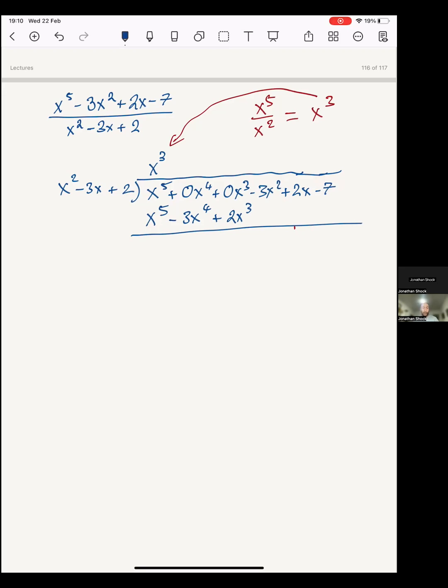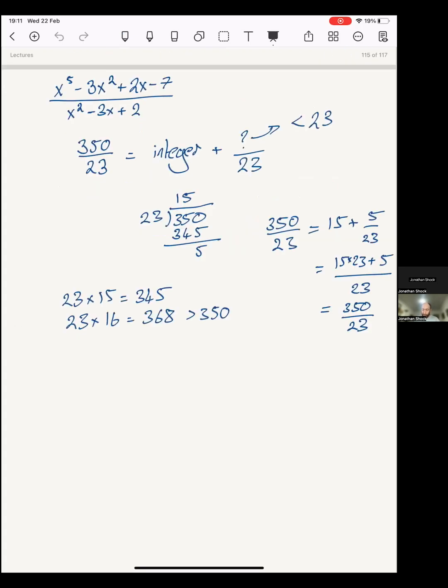Well, x to the fifth minus x to the fifth, that's just 0. 0x to the fourth minus minus 3x to the fourth gives me 3x to the fourth. 0x cubed minus 2x cubed gives me minus 2x cubed. And then I've got no terms after that here, no terms after that here. And so we're just left here with minus 3x squared plus 2x minus 7. So all I've done here is I've taken this and I've subtracted this from it in the same way that I did here. I took this term, I subtracted this, and I ended up with 5.